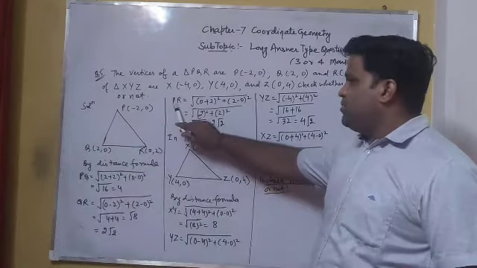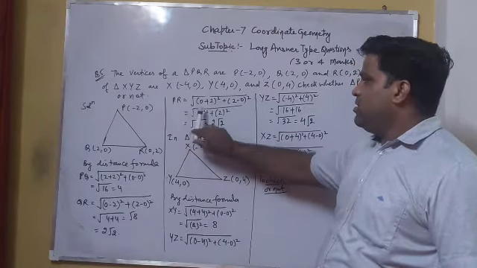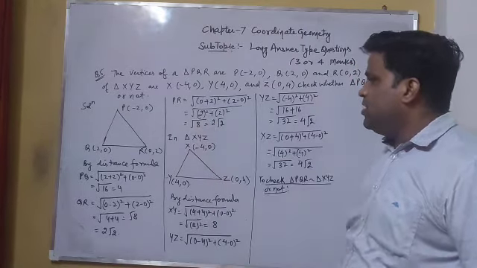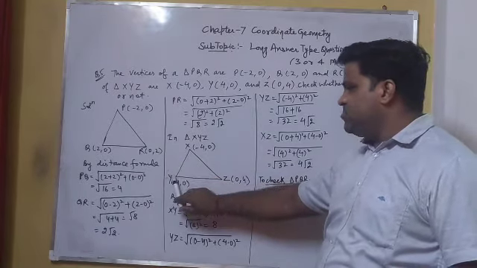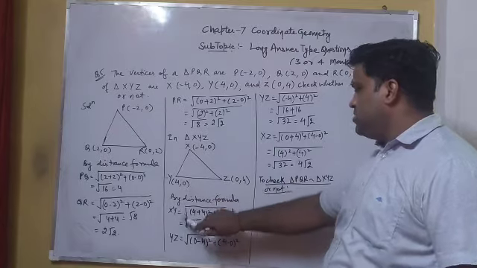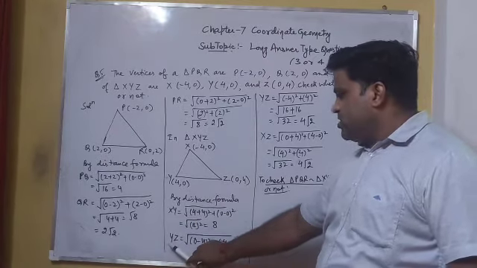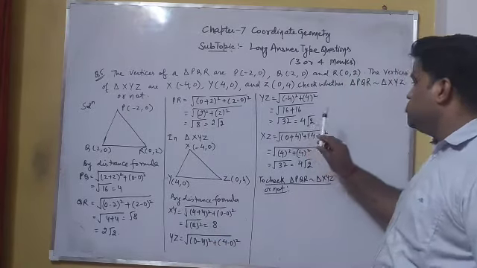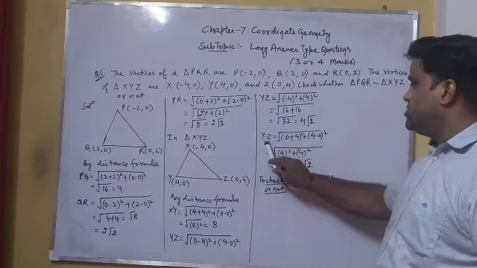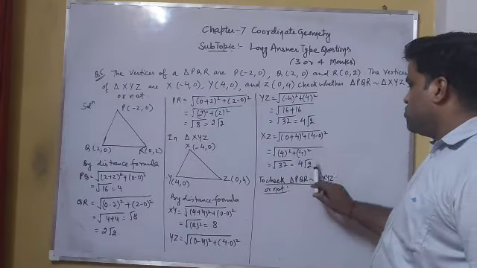Similarly, on applying the distance formula we get the distance between P and R. After solving we get 2 root 2. Similarly in triangle XYZ we find the distances XY, YZ and XZ by the distance formula. So finally we get the distance XY is 8. The distance between Y and Z is 4 root 2 after solving by the distance formula. Similarly the distance between X and Z, after solving, we get 4 root 2.